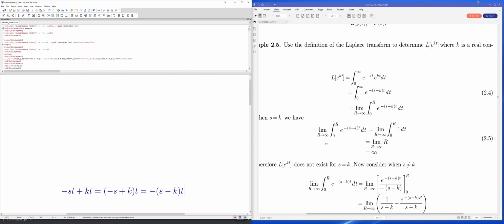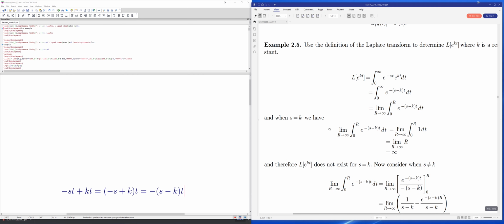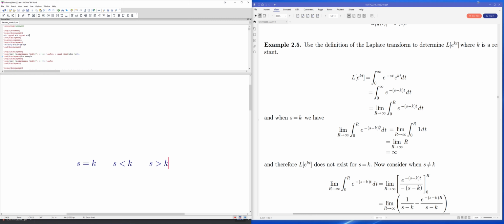Okay, so now I'm going to consider some different cases. Remember what I said: the small k is considered to be fixed. So your small k is fixed, and I'm going to consider the cases when s is equal to k, when s is less than k, and when s is bigger than k.